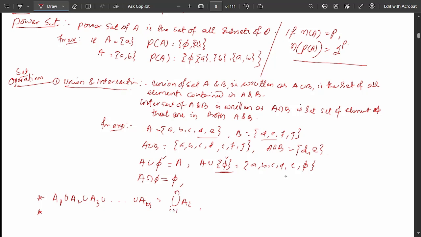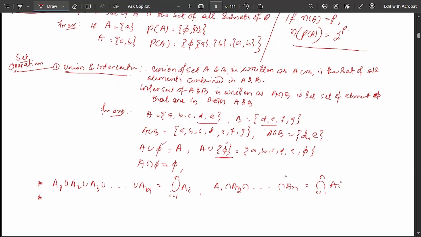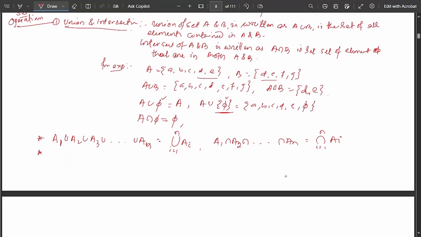Similarly for intersection also, if A1 intersection A2 intersection up to An, I can write i equal to 1 to n of Ai. Suppose I have 10 number of sets, A1, A2 up to A10, I write union of i equal to 1 to 10 Ai. Similar for intersection also, I can write like that.